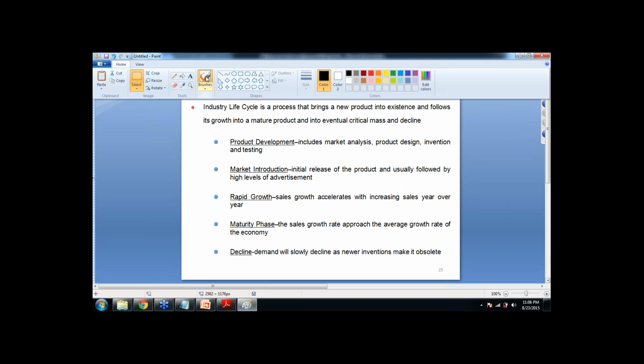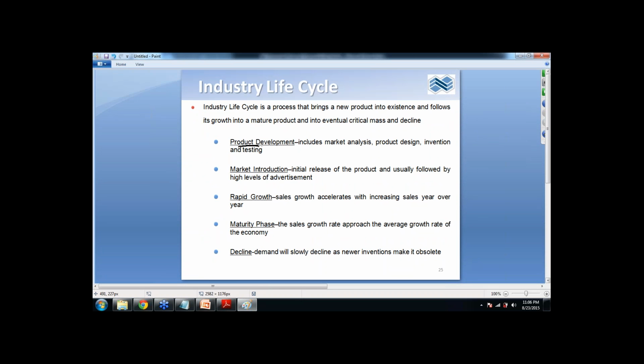So here you can see, participants. First of all, we do the product development. It includes the market analysis, the product design, invention, and then the testing. And then we are introducing the new product into the market by doing the marketing and giving a lot of advertisement. And then there is a rapid growth, meaning we are selling a lot of products if the product is really a hit. And then the maturity phase, where the sales growth rate approaches the average rate of the economy, and then finally there is a decline. Okay, so do you see, participants, these are the different stages of the products.